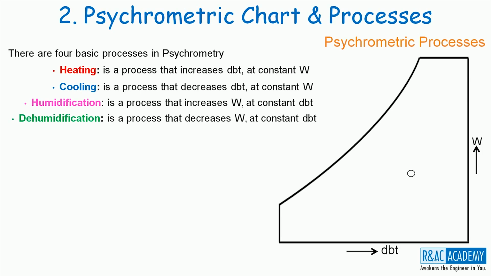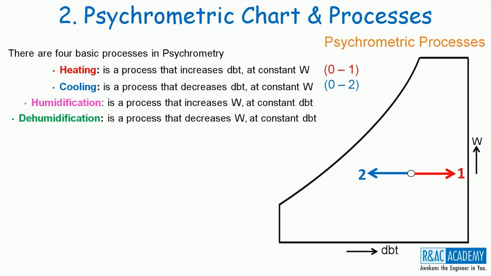Let 0 be the initial state of the moisture. Both for heating and cooling, the W is constant. Therefore, these two processes happen along the horizontal line in the psychrometric chart. So, whenever the state of the moisture moves horizontally towards right, then it is said to have undergone the heating process. And whenever the state of the moisture moves horizontally towards left, then it is said to have undergone the cooling process.